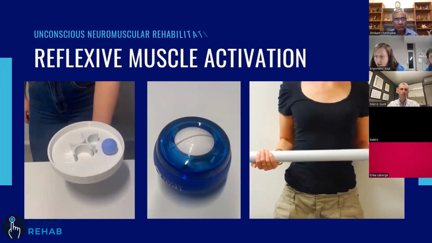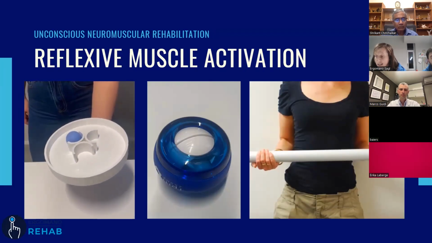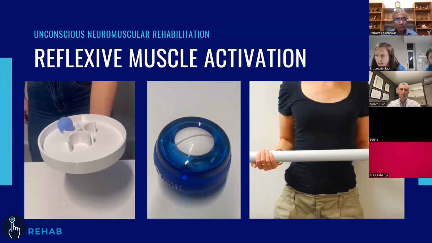Reflexive muscle activation aims to restore the neuromuscular reflex patterns that exist in a normal joint and that are disturbed in a ligament-deficient joint. We use the slush pipe. This is the length of a PVC pipe, half filled with water, that the patient attempts to hold steady.